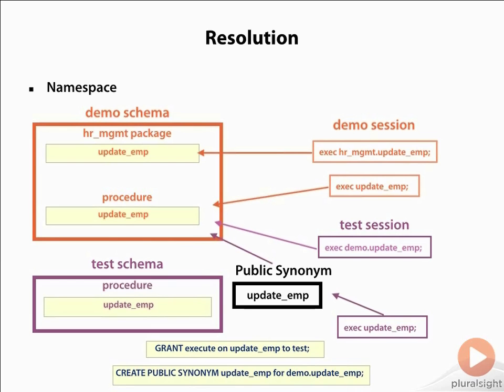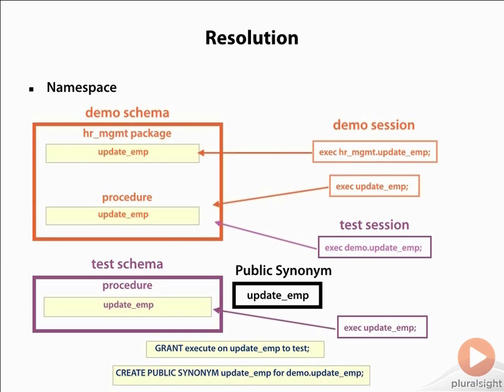Let us say we also create a procedure update_emp in the test schema. Now, when the test session issues exec update_emp, which procedure will it see? The local objects always take precedence, and only if there is no local object would Oracle go a level up and try to see if there is one which exists over there. Since there is a local update_emp procedure, it will resolve to it and will not go to the next level of public synonym update_emp.